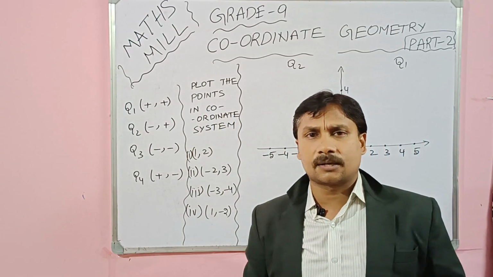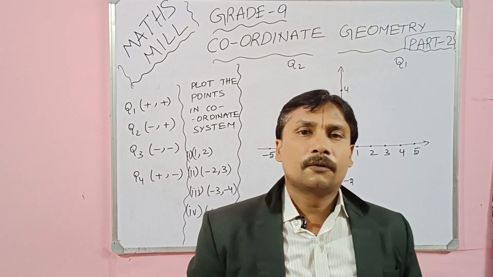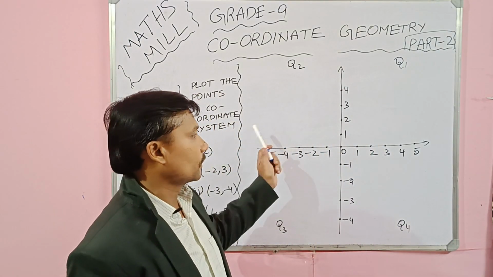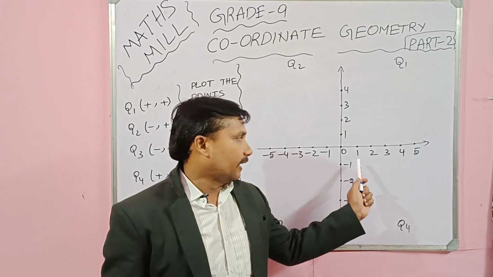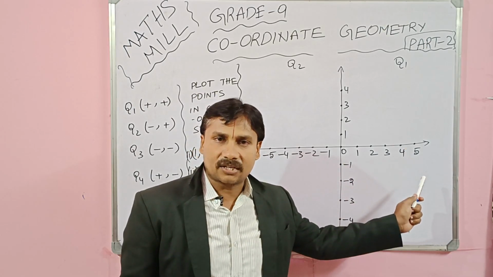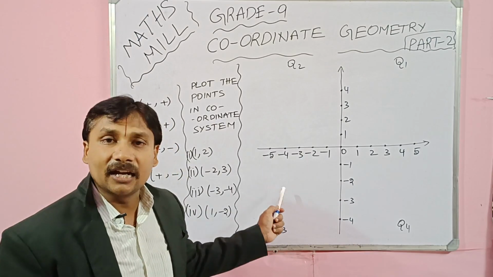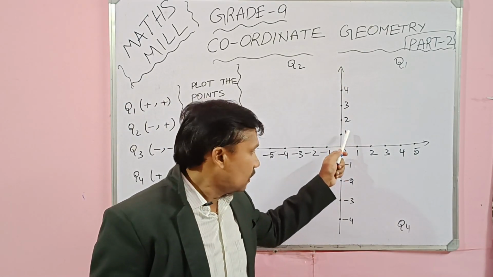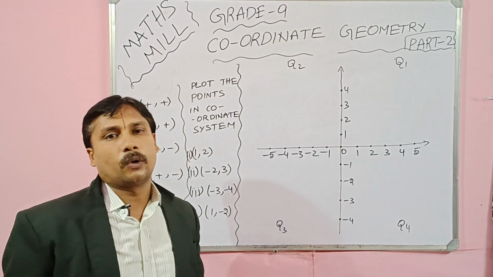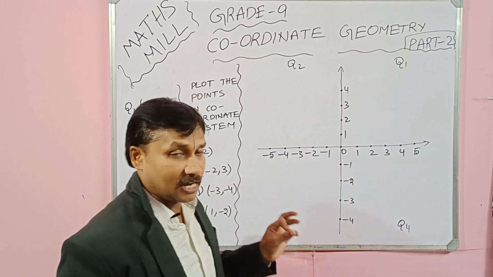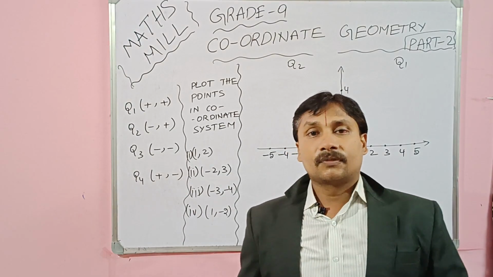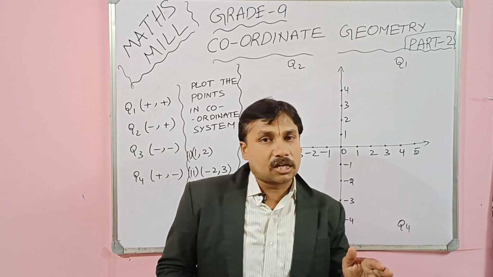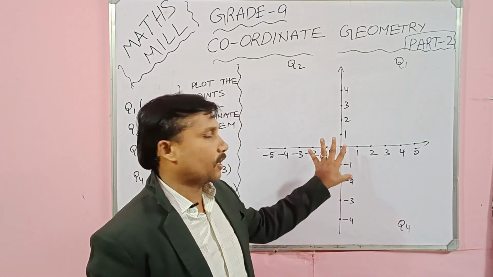What is the coordinate system? Let us recall the concept we discussed earlier. This is called the x-axis, with the positive x-axis and the negative x-axis, and the positive y-axis and the negative y-axis. This we discussed earlier. And what is a point? The distance from the y-axis is the x coordinate. The distance from the x-axis is the y coordinate.